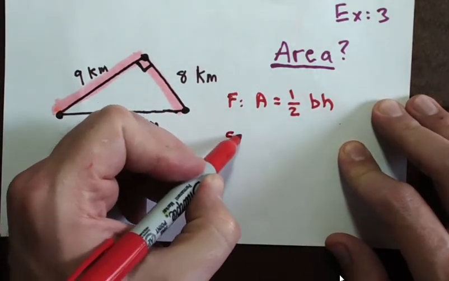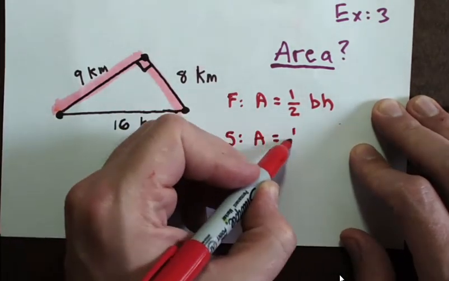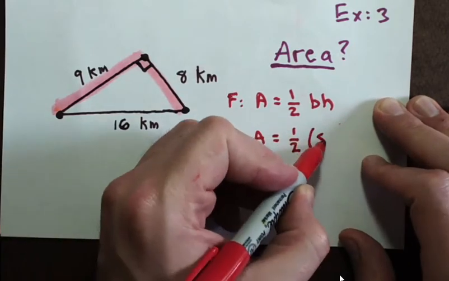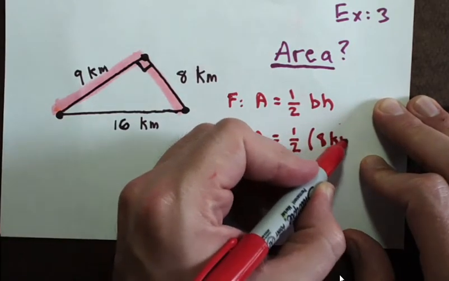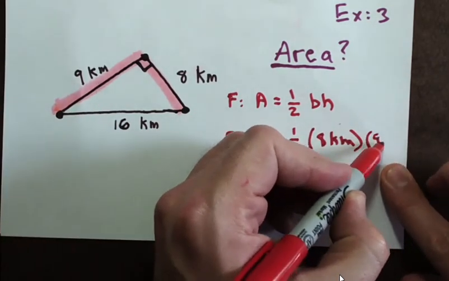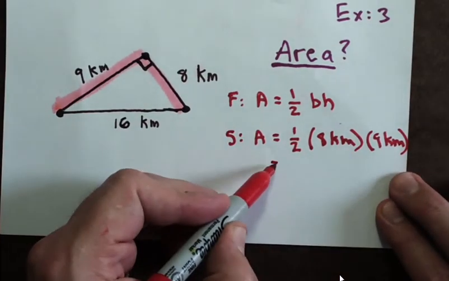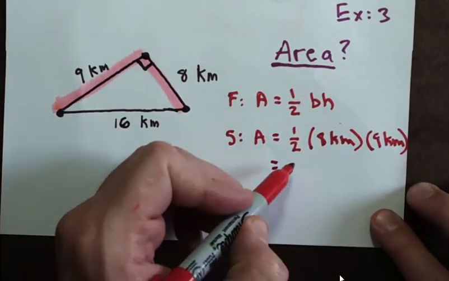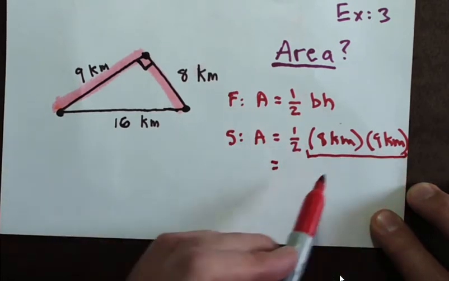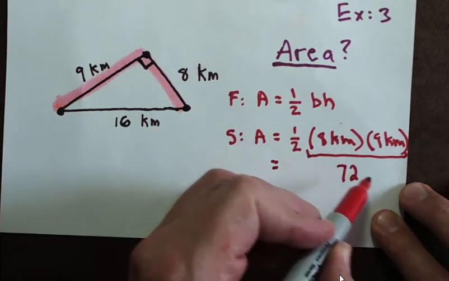We're going to substitute and solve now. So our area is equal to 1/2. And we said our base was 8 kilometers and our height is 9 kilometers. Okay, now we're going to solve. So we're going to do this first. 8 kilometers times 9 kilometers is 72 kilometers squared.